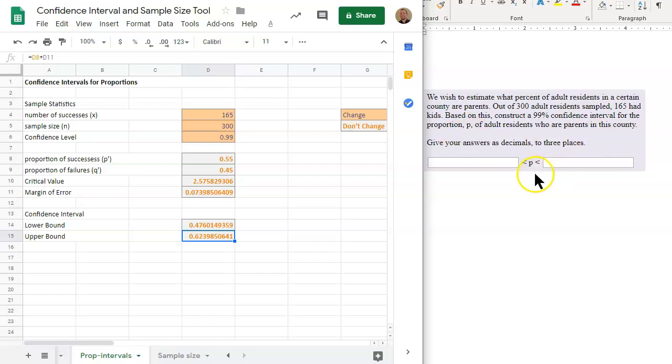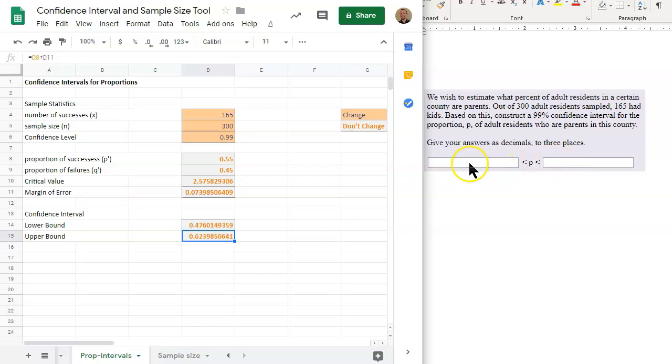So as we can see, we are estimating, and we would say that we're 99% confident that somewhere between 0.476, which is 47.6%, and 0.624, which is 62.4%, would be the population proportion of adults who are parents. Now, I mentioned that in percentage form. You should be putting it in decimal form. I just wanted to put that into context. In percentage form, it's a little bit easier to understand what that's referring to.